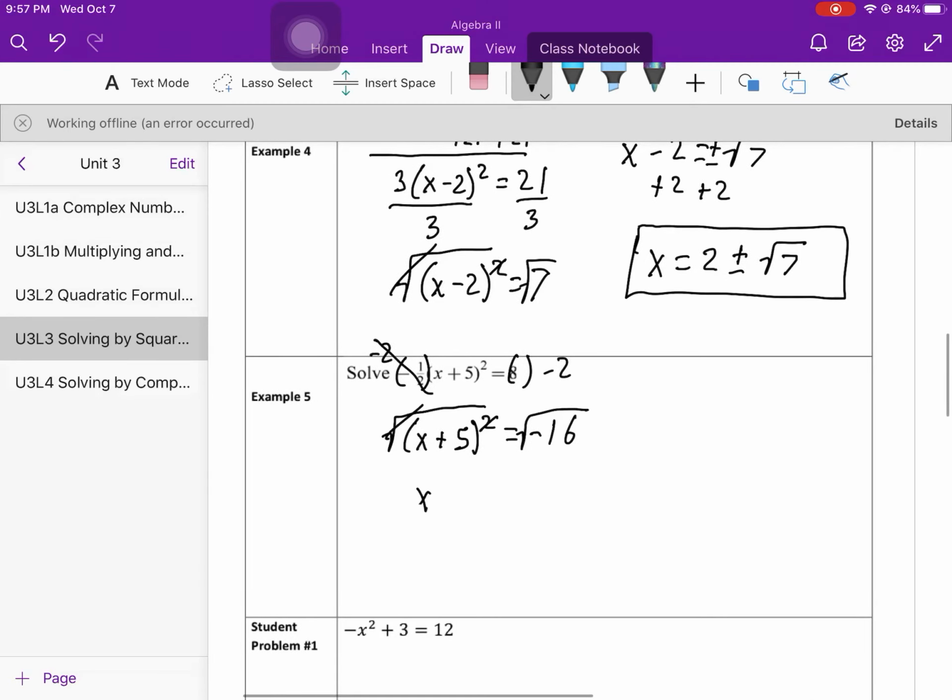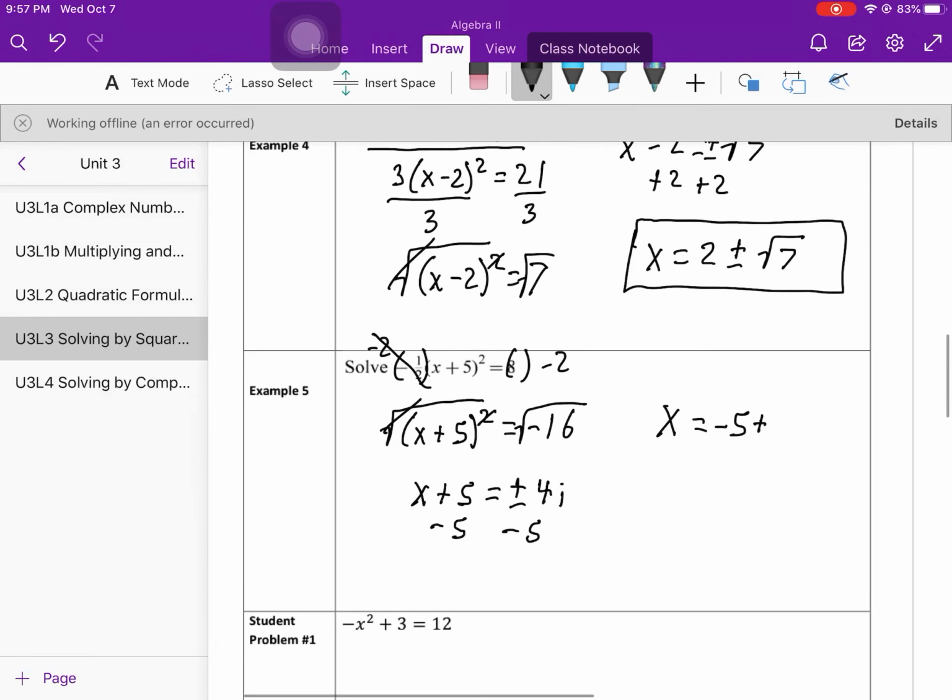We are going to get, this goes away, x plus 5. We took the square root, so this is where we're going to end up with a plus or minus situation. Plus or minus the square root of negative 16 is 4i. Then we got to subtract 5, and we get x equals, standard form would be the real number part going first. So negative 5 plus or minus 4i, since this is a complex number and we want to write it in standard form.